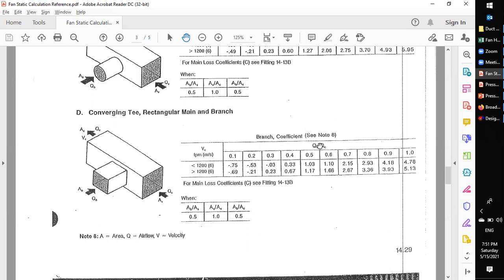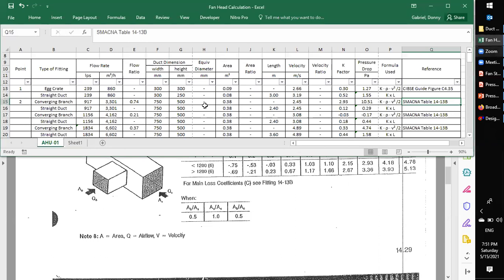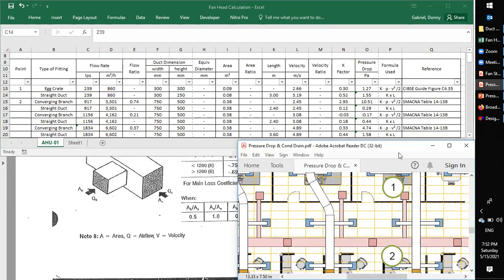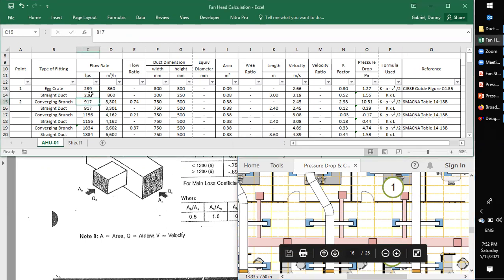Here's the table. The table says we need to get the flow rate ratio of QB and QC. The flow here and the flow here. What is the ratio? On our Excel sheet, this 239 is the flow here. And the flow here is 917. So what is the ratio of this 239 and 917? There, 0.74.